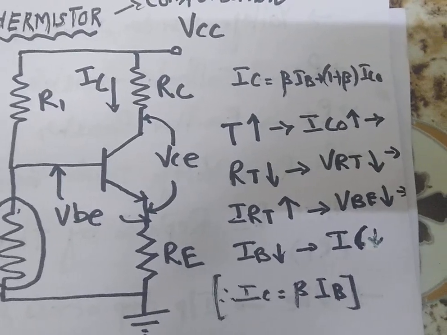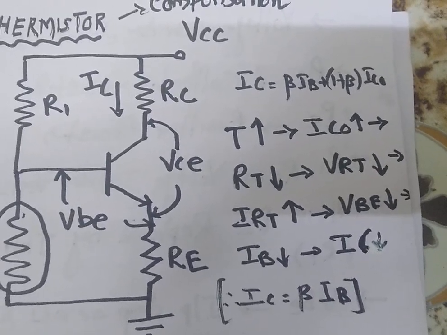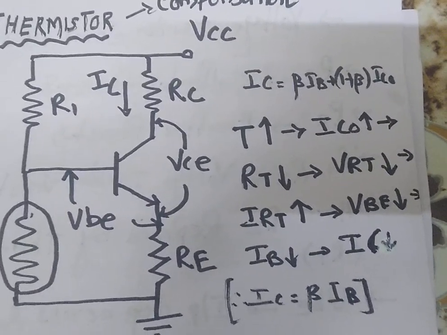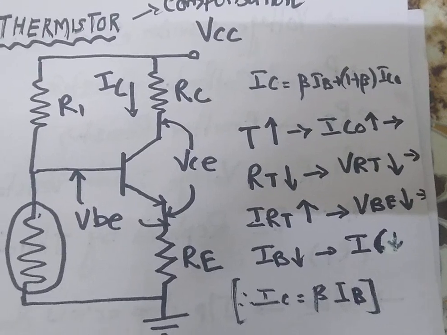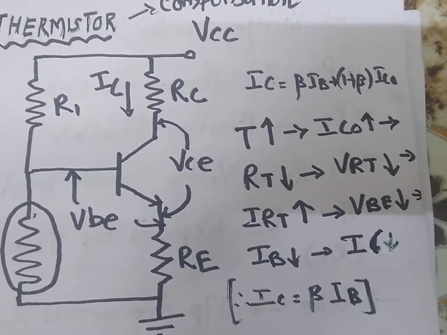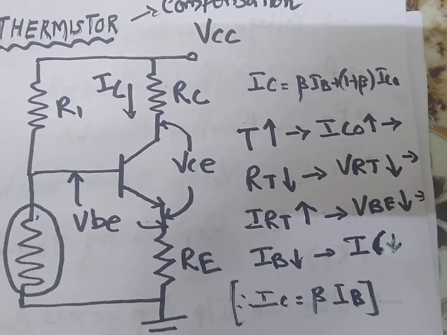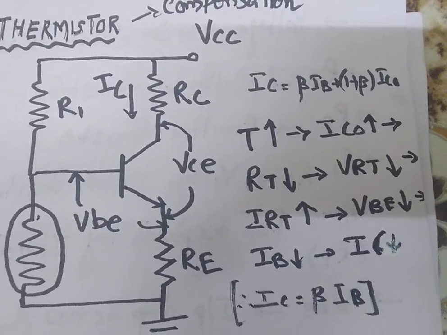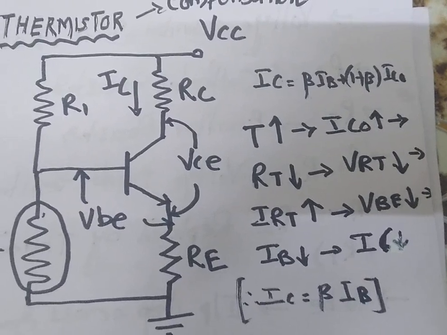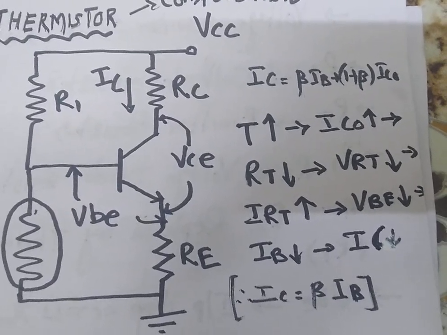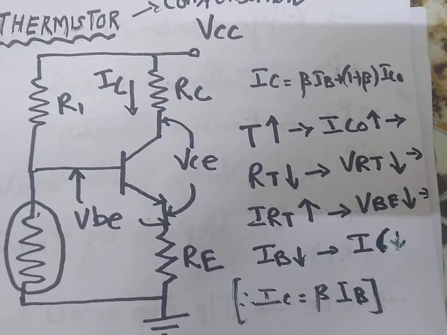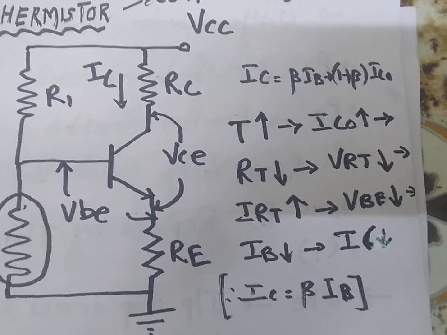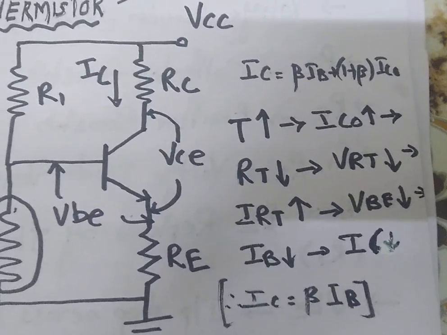Now listen, in this circuit we are using voltage divider biasing, because that bias is universally accepted. In this, R1 and R2 are voltage divider resistors, RC is the collector resistor, RE is the emitter resistor. The current flowing through RC is IC, the collector current. The input drop is VBE, the output drop is VCE. Here the resistor R2 is replaced by our thermistor RT. Now the operation. Basically the formula is IC equals beta IB plus (1 plus beta) times ICO.